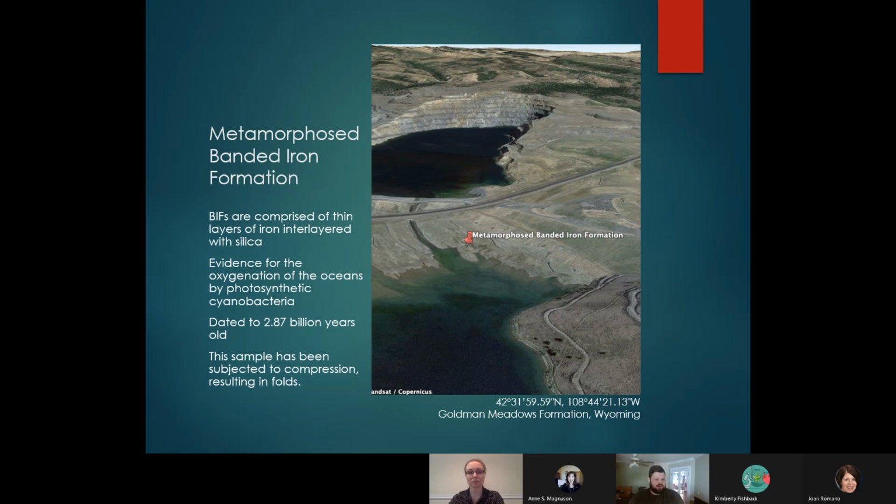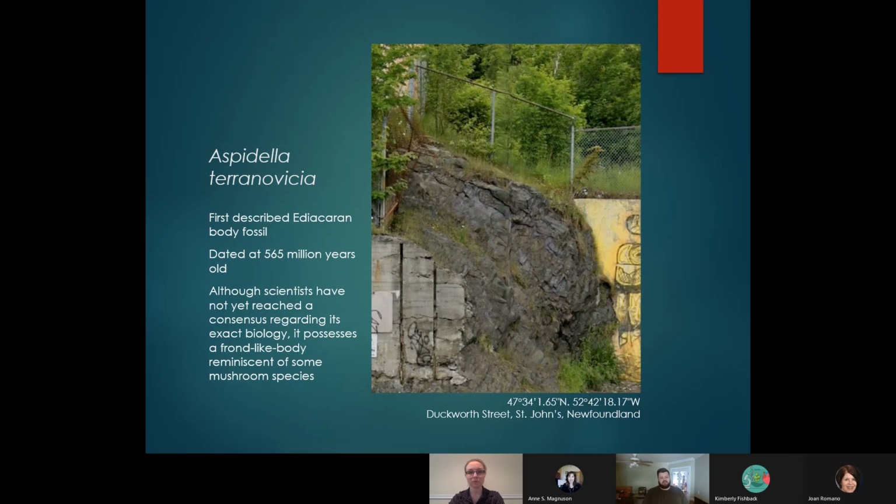And then the final site is Aspidella terranovica. This is a fossil that was found in Newfoundland, right off of Duckworth Street in St. John's. In fact, in this picture, you can see the cliff face with some graffiti on either side, because this actually sits in a parking lot. And it was on this cliff face that they found the first body fossil from the Precambrian, from the Ediacaran period. It's dated at 565 million years old.